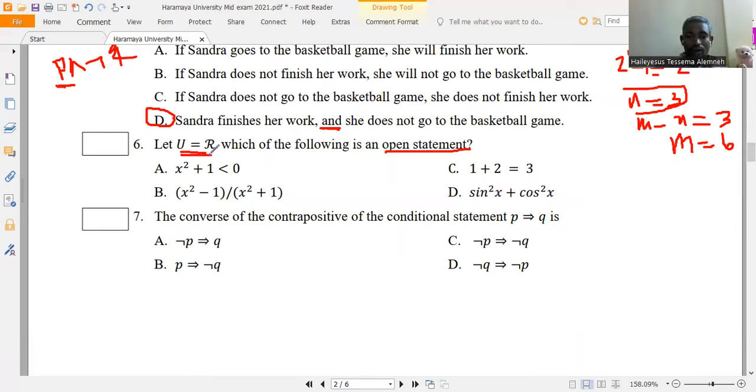An open preposition is a preposition, but we cannot say true or false. It depends on the variable that comes from the universal set or set of discourse U. So after substitution, the statement becomes true or false.